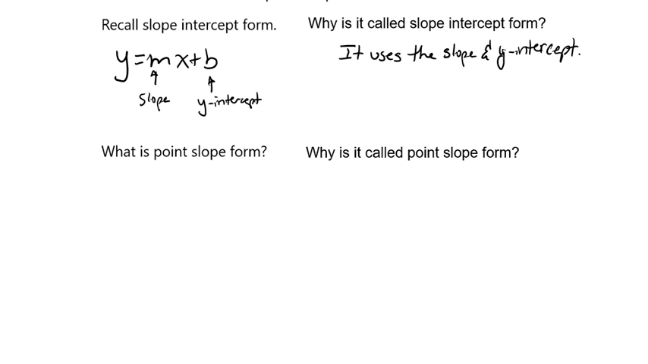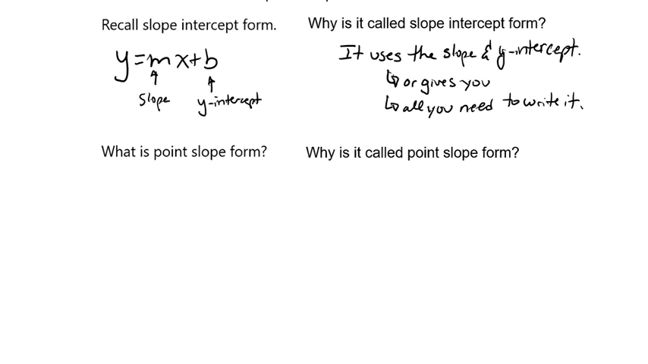So again, it's because it uses the slope and the y-intercept, but it doesn't just use it, it can also give it to you. So it uses or gives you. And all you need to write it is the slope and the y-intercept.